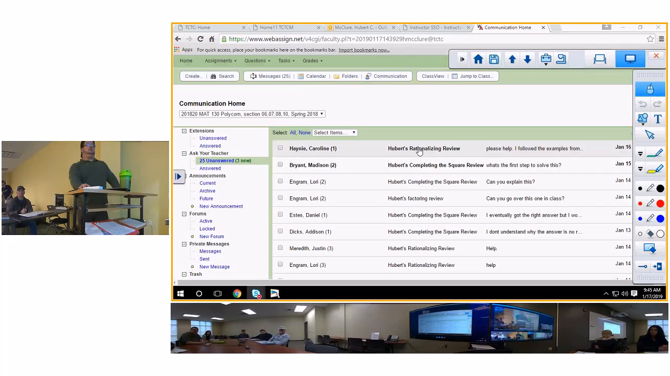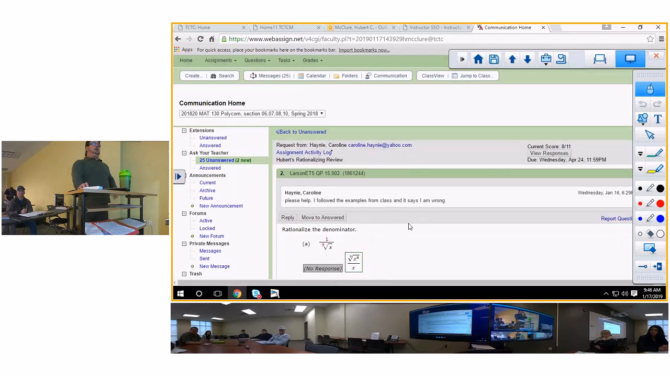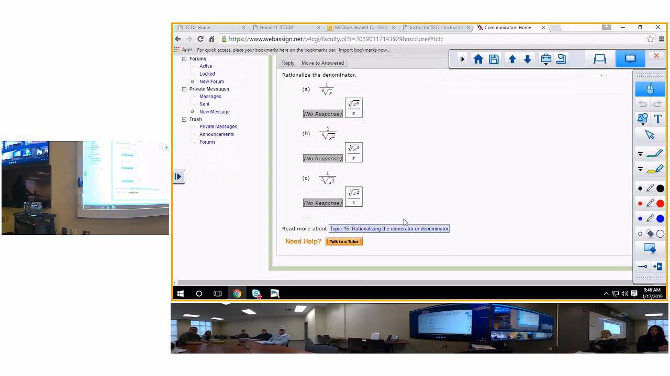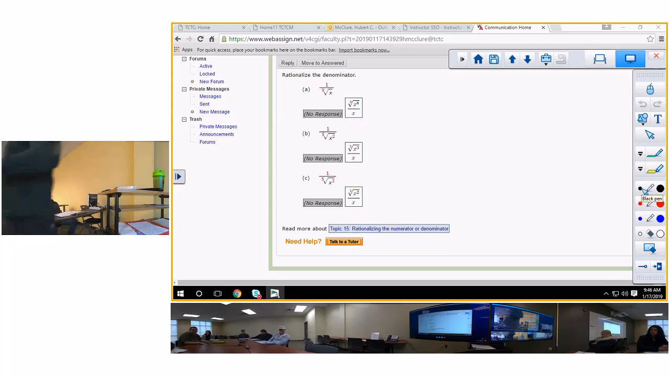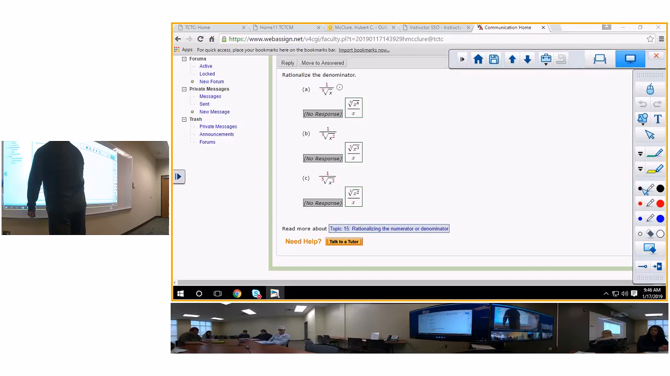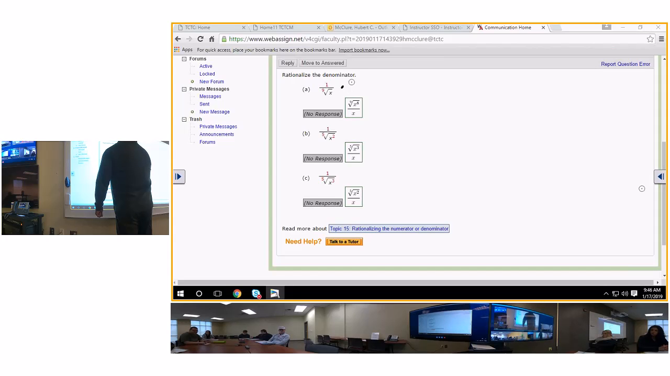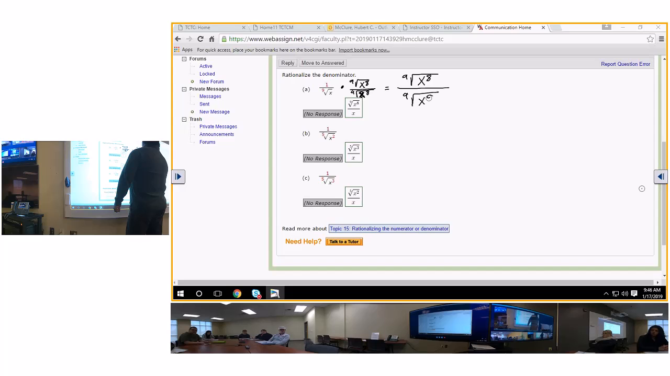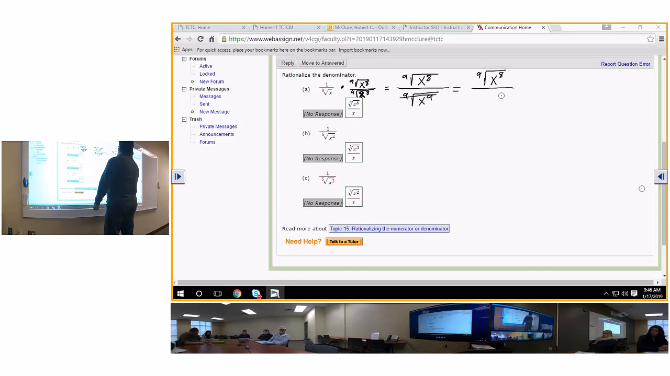So I'll just start from here. Rationalizing. Okay, this is one that we've gone over, but I'll go over it again. Here we've got the ninth root. So that means that we're going to use x to the 8th power, because we're trying to get rid of the radical. So I'm going to multiply here by the 9th root of x to the 8th power over the 9th root of x to the 8th power. And that will give me the 9th root of x to the 8th power over the 9th root of x to the 9th power, which is equal to, that cancels with that, and that's equal to the 9th root of x to the 8th power over x.